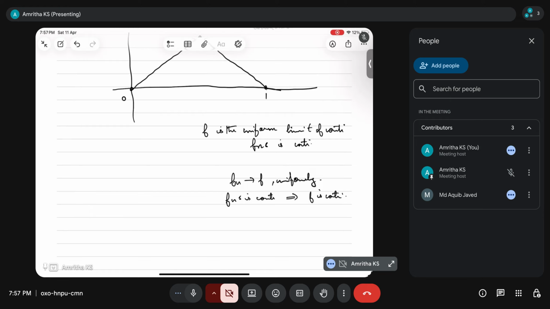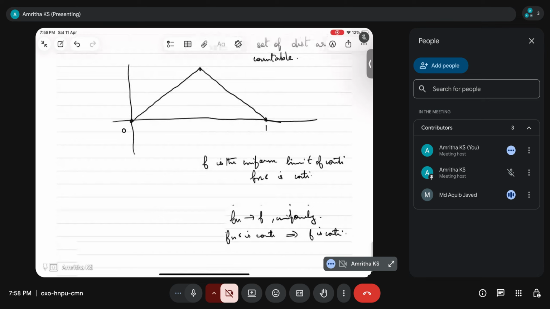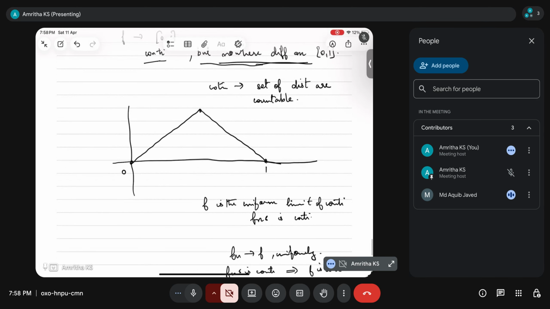You are saying that f is a uniform limit of continuous functions, so f is continuous. Okay. I think you are telling that any continuous function is a uniform limit of some continuous functions. No.